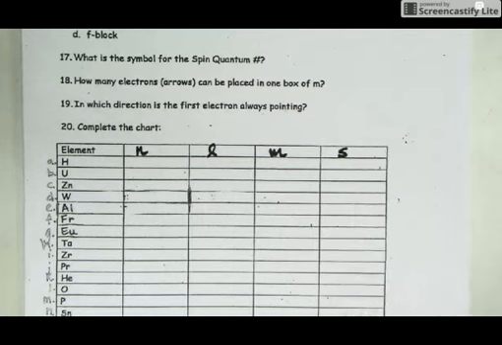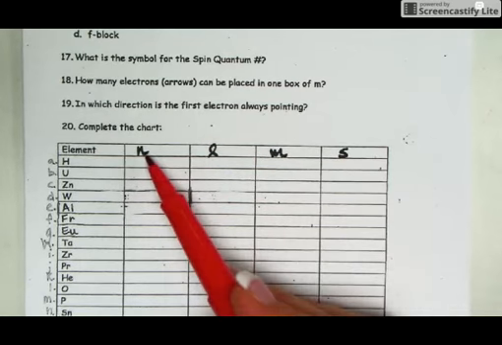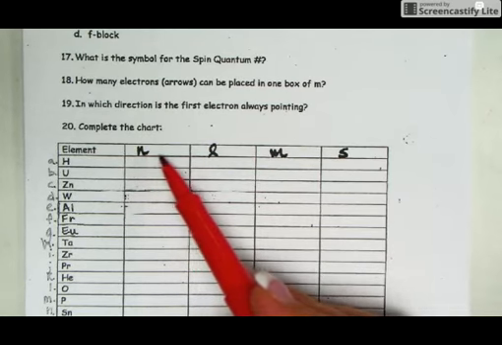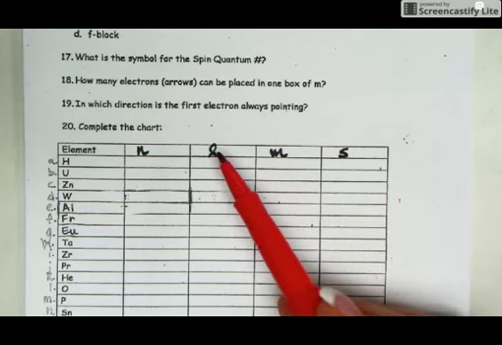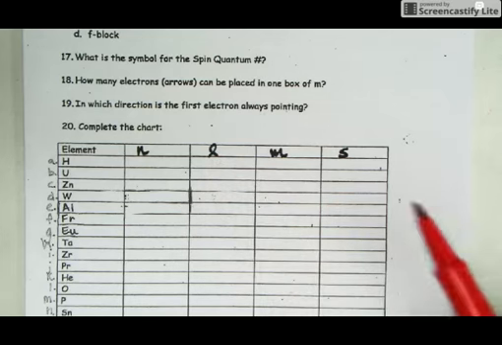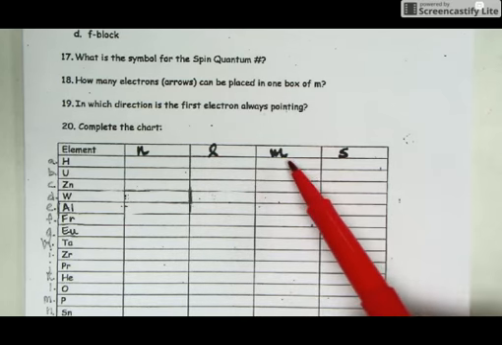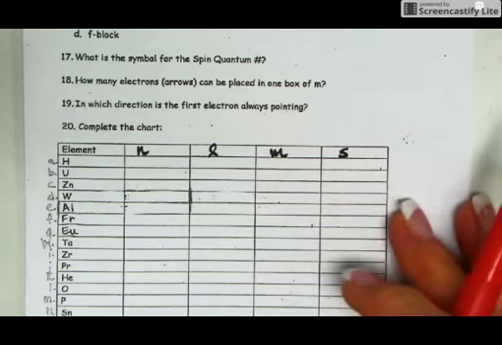you remember from yesterday, we said there's 4 quantum numbers. N is your energy level quantum number. It's equal to your period. L is your orbital quantum number, tells you the shape of the orbital. M is your magnetic quantum number, tells you the orientations in space, and S is your spin quantum number.